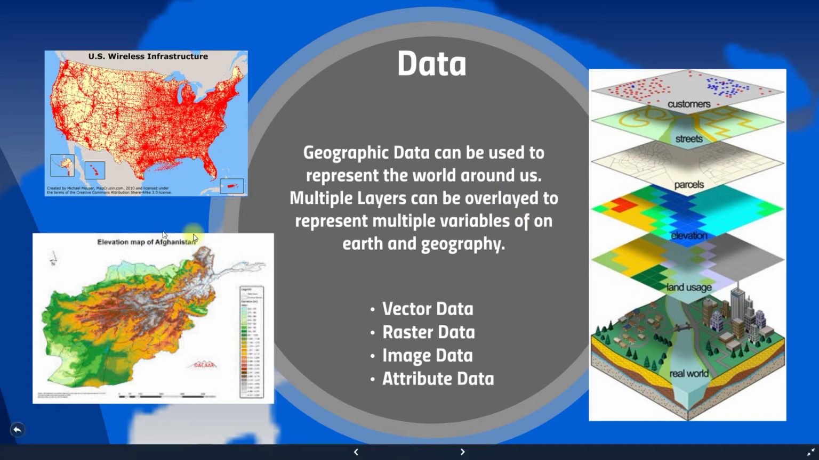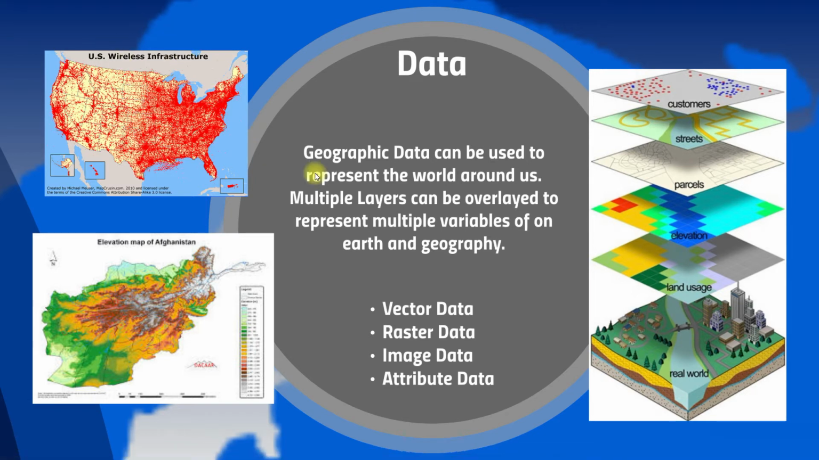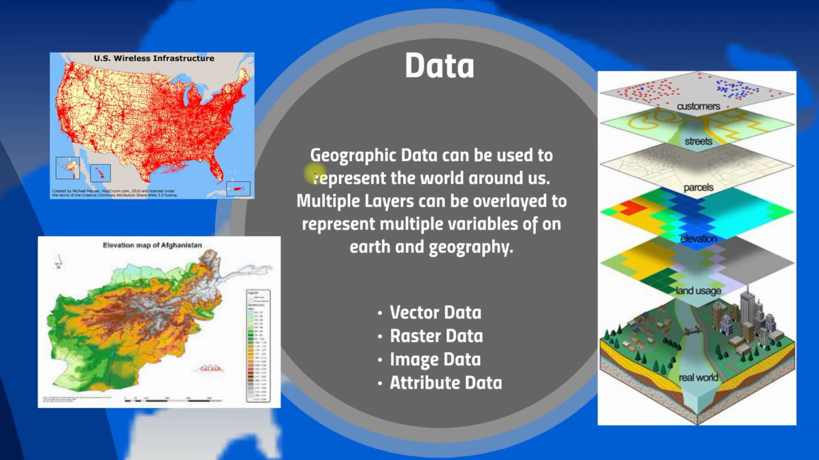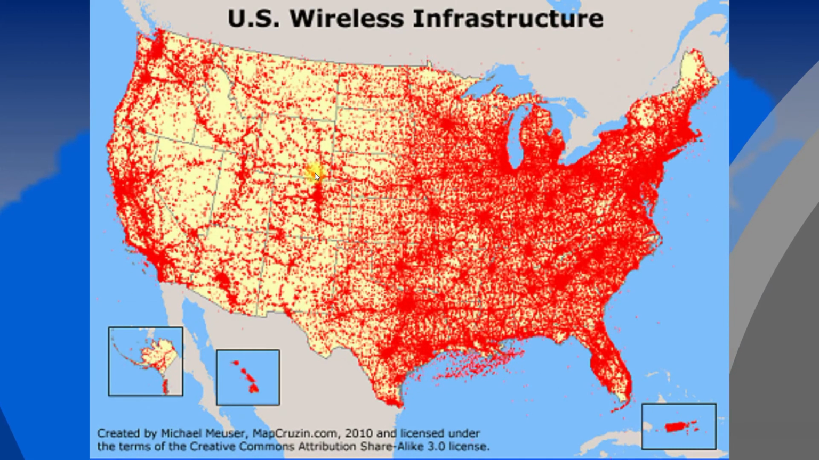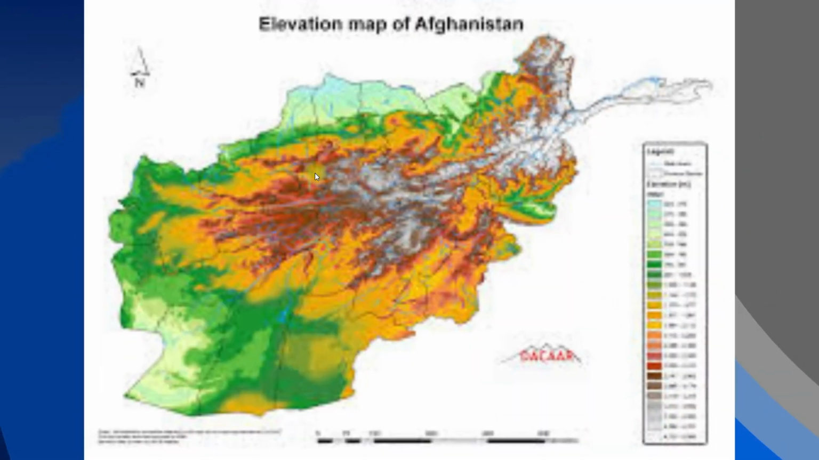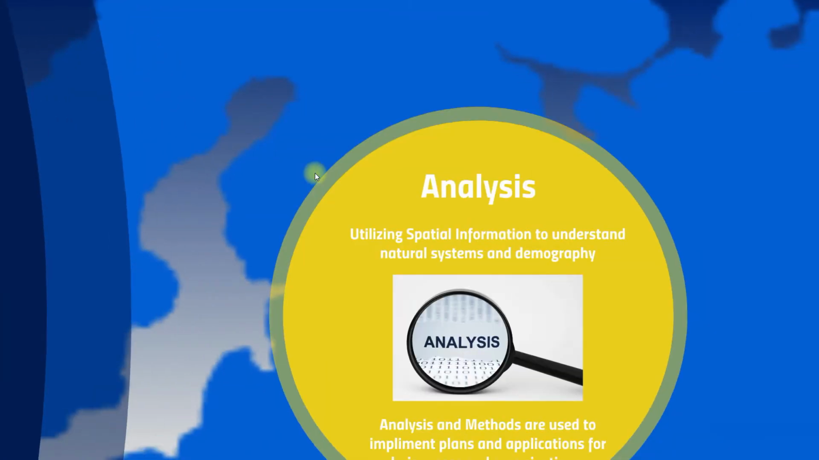So here is the elevation map of Afghanistan, here is the US wireless infrastructure. So we are showing the data visually, right? In GIS, we are showing the data through the map. So let's go towards it. This is the US wireless infrastructure, right? And this is the elevation map of Afghanistan.